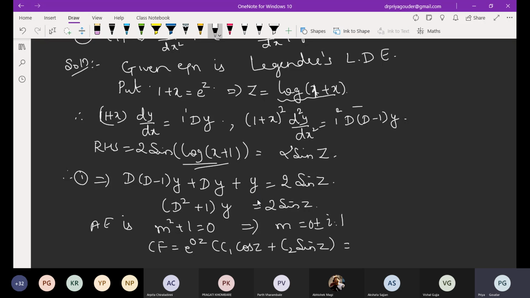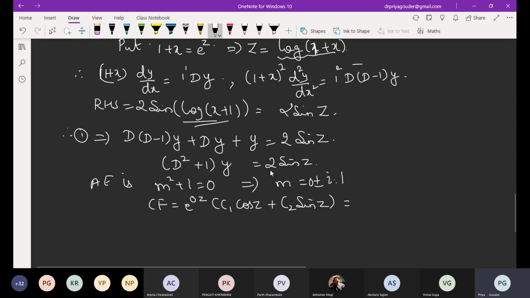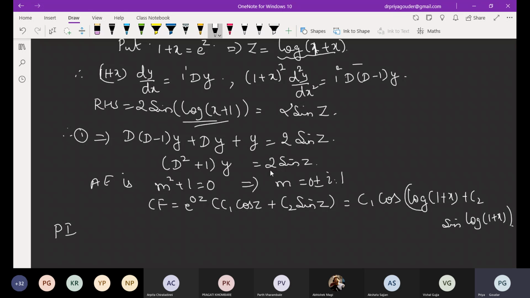Just check whether I've written the correct CF or not. Okay. Now, e raised to 0 is 1, not to worry. C1 cos of, what is z here? z is log of 1 plus x, plus C2 sine of log of 1 plus x again. Done. Now PI. PI is 1 upon D square plus 1 operating on 2 sine z.